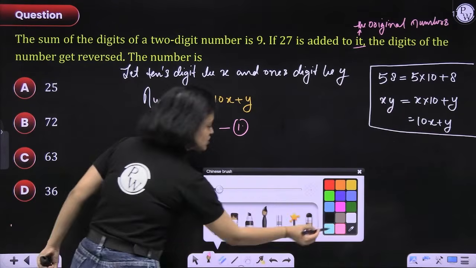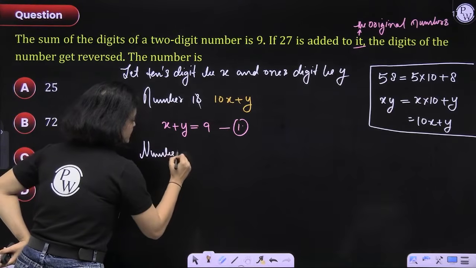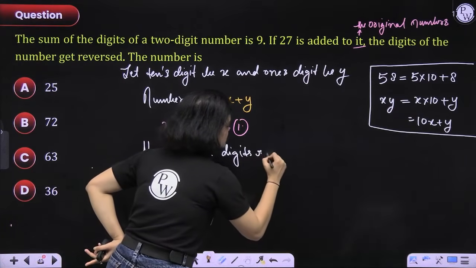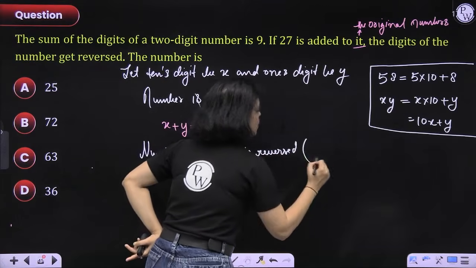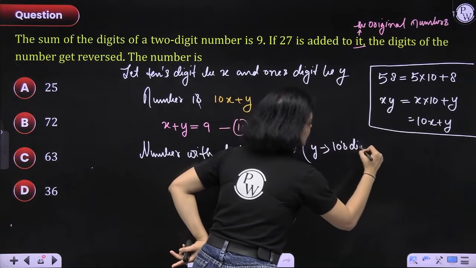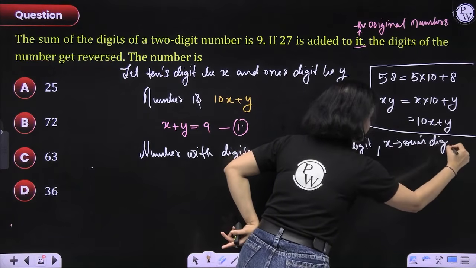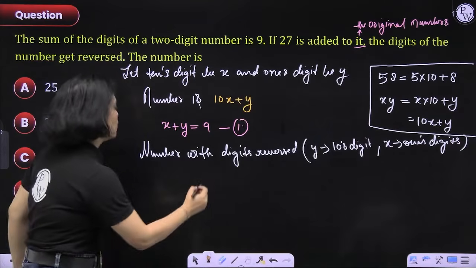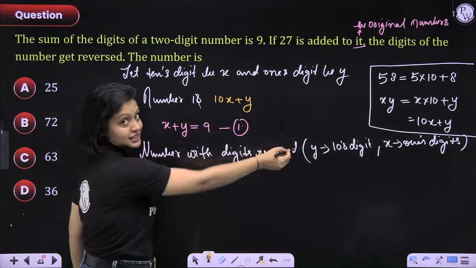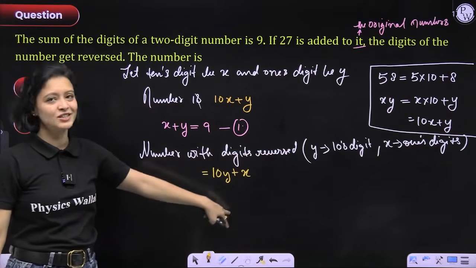So, I'll first write the number with digits reversed. Digits reversed means y would now be the 10's digit, and x would be 1's digit. Okay, everyone? Previously, x was the 10's digit, remember? So, what would the number look like, everyone? The number would look something like this. 10 into 10's digit, which is y, plus 1's digit, which is x. So, this is the number.